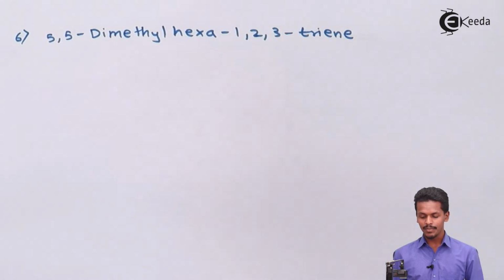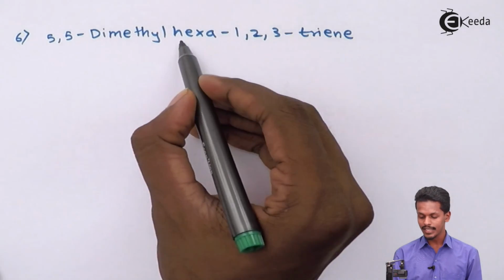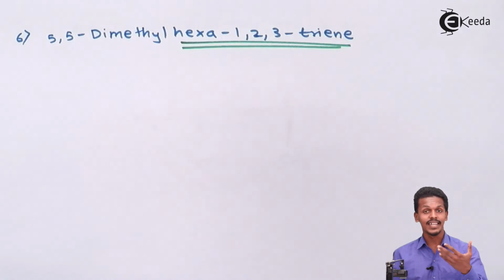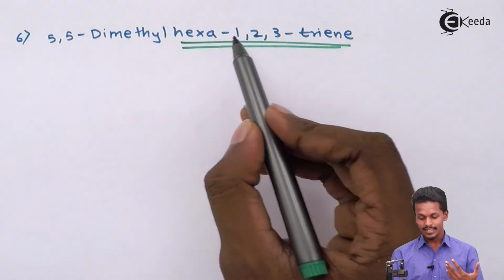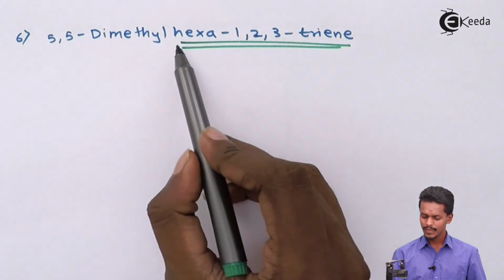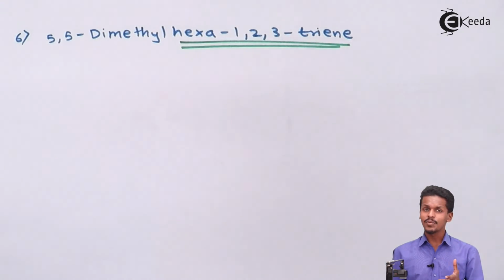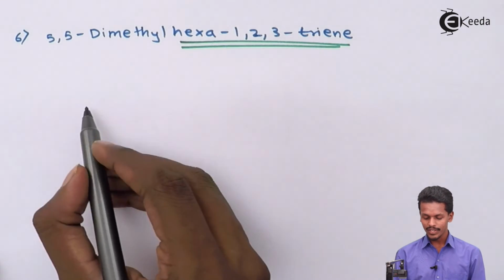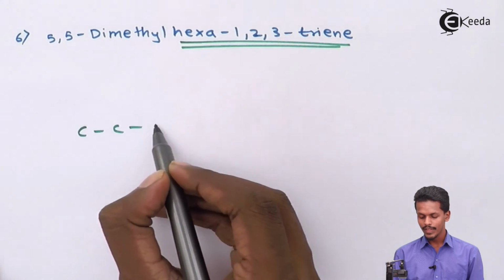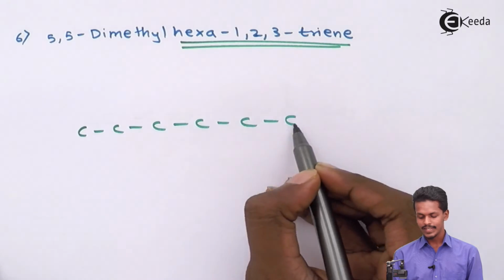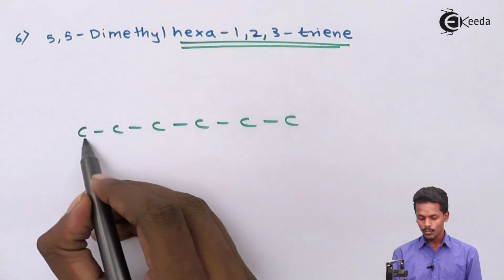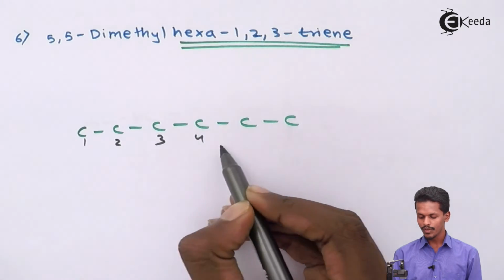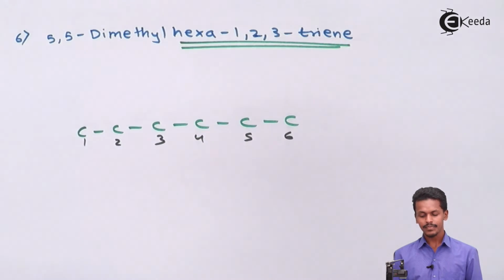Again the concept will be the same, that is to select the prefix which indicates the parent chain, and in this case it is nothing but hexatriene. So hexa indicates basically 6 carbon atoms, so we will write over here 6 carbon atoms, 1, 2, 3, 4, 5, 6, and we'll number them 1, 2, 3, 4, 5, 6.